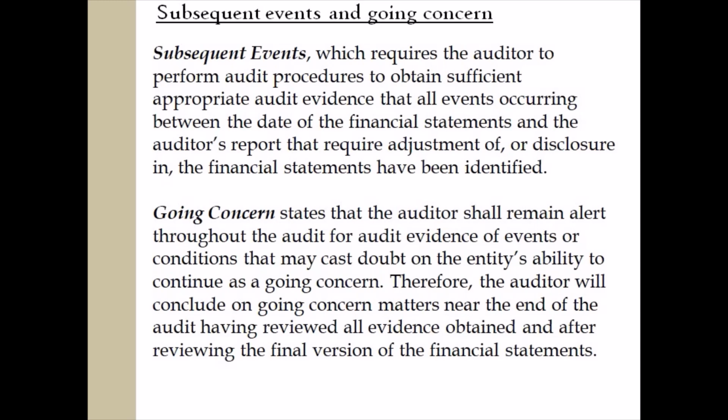So, PAS 10, events after the reporting period, identifies two types of subsequent events. Una, naa tay type 1 subsequent events. These subsequent events provide evidence of conditions that existed at the date of the financial statements. So, these events usually require adjustment to the financial statements kay existing man siya as of the date sa atuang FS. Ikaduha, type 2 subsequent events. Kani sila na events provide evidence of the conditions that arose after the date of the financial statements. So, these events require disclosure in but not adjustments to the financial statements.